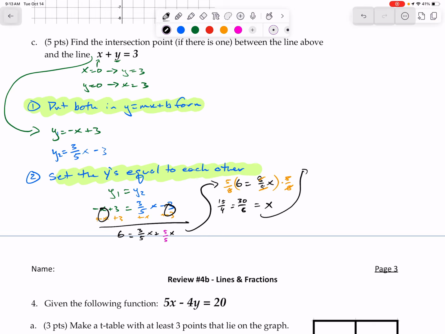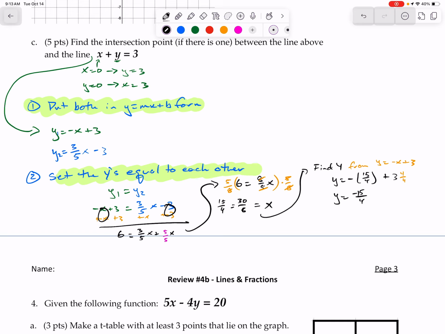And then to find my y, y equals the opposite of x, so the opposite of 15/4 plus 3. Find y from y equals minus x plus 3. I can just plug it back in. So if I multiply this by 4 over 4, I can say y equals minus 15 over 4.